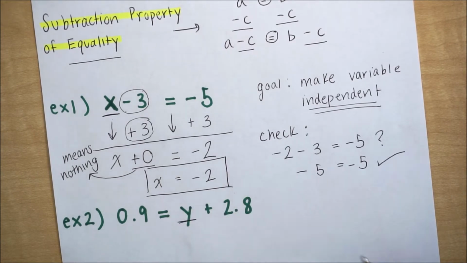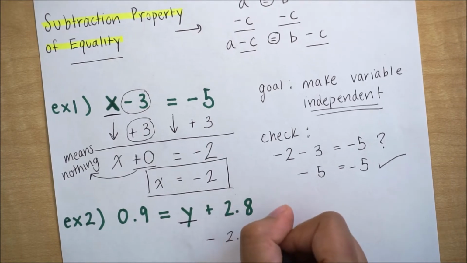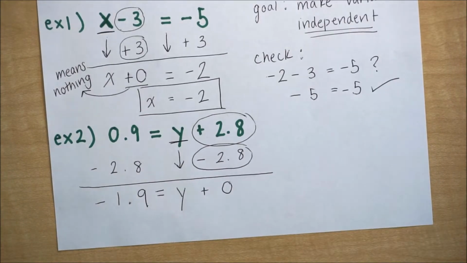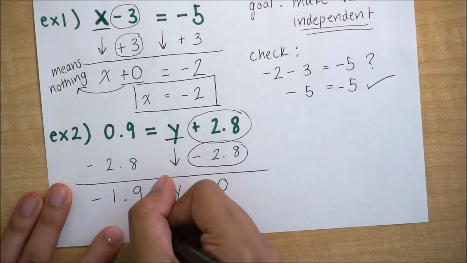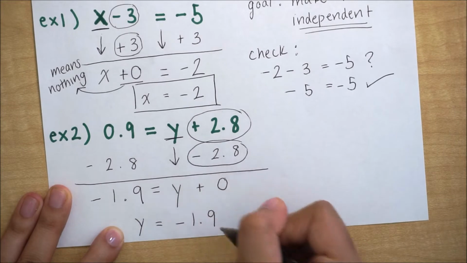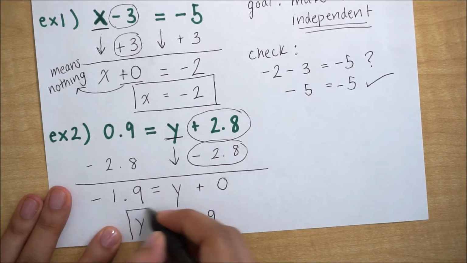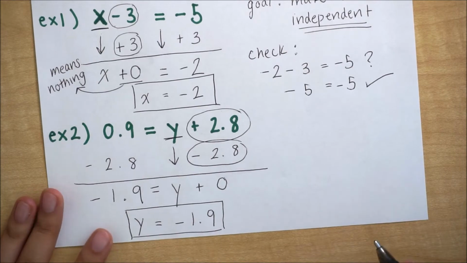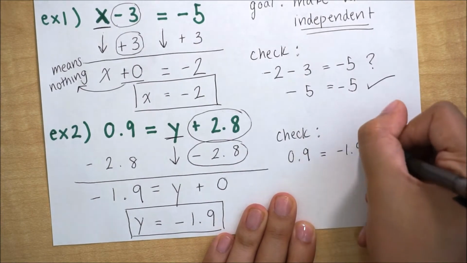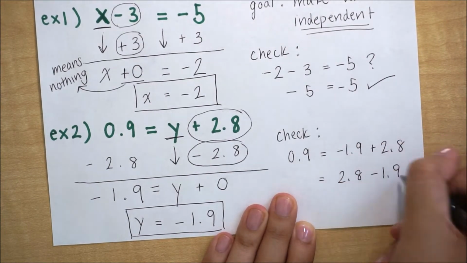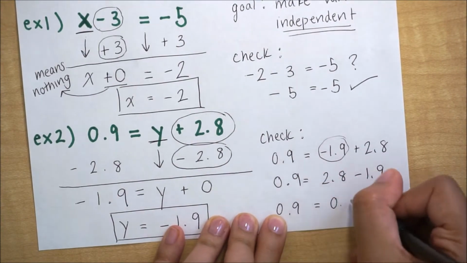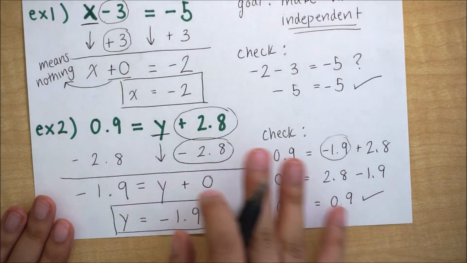This one is similar. It just involves decimals. So we do the same process. We're trying to make y independent. So we subtract 2.8 from both sides, and we end up having negative 1.9 is equal to y plus 0. Now, plus 0 means nothing, so the answer is just y is equal to negative 1.9. Again, we're going to box our answer, and we can also do a check. We just plug in negative 1.9 into our original equation. Once we do that, we get 0.9 is equal to 0.9. So we know that our answer was correct.